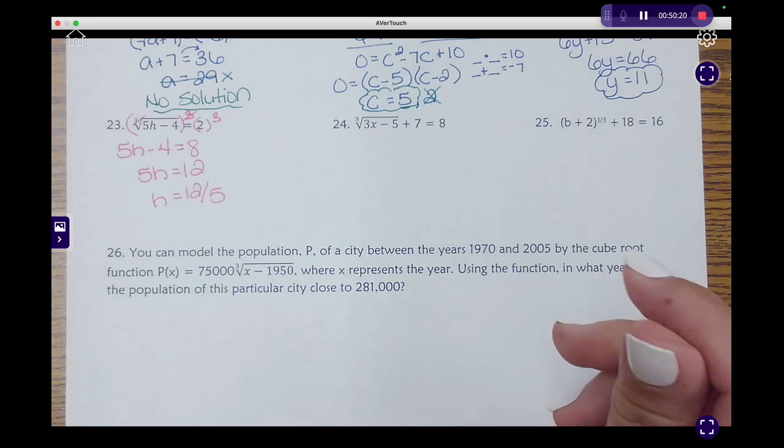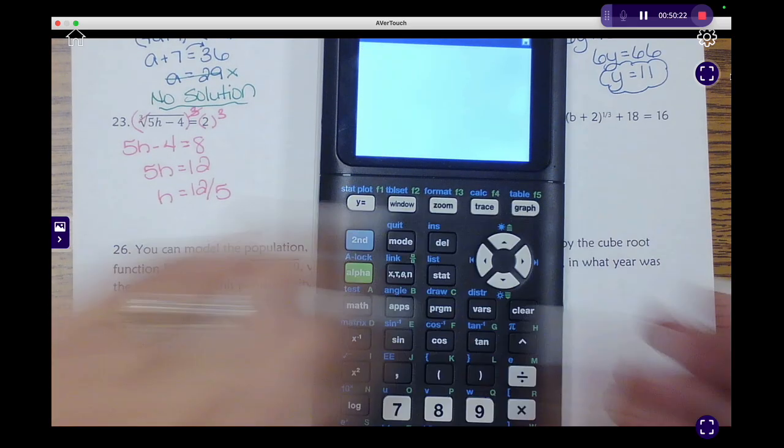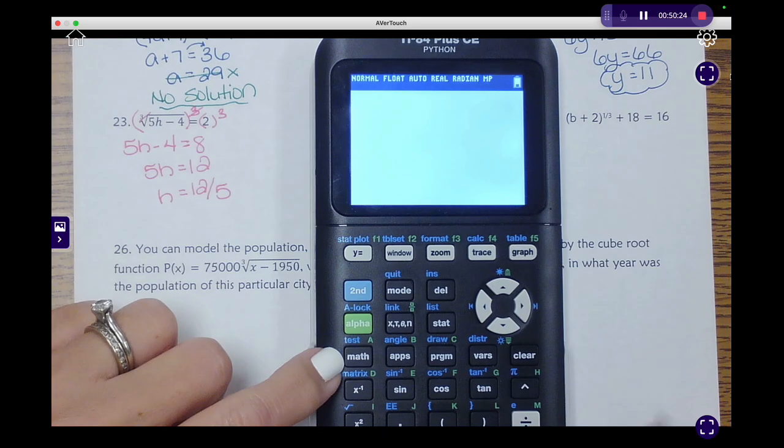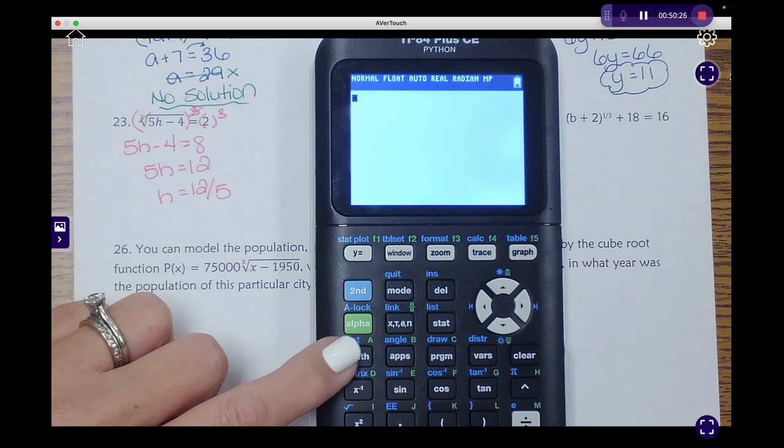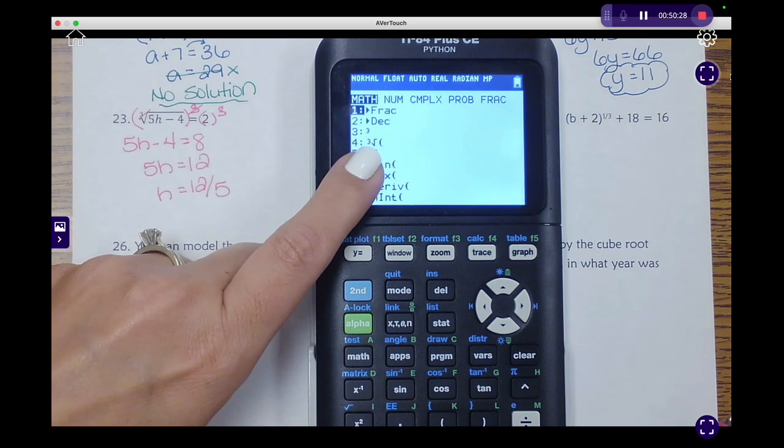Again, always double check and make sure it works. Remember, I can do a cubed root. If I hit the math key right here, the cubed root is number 4.